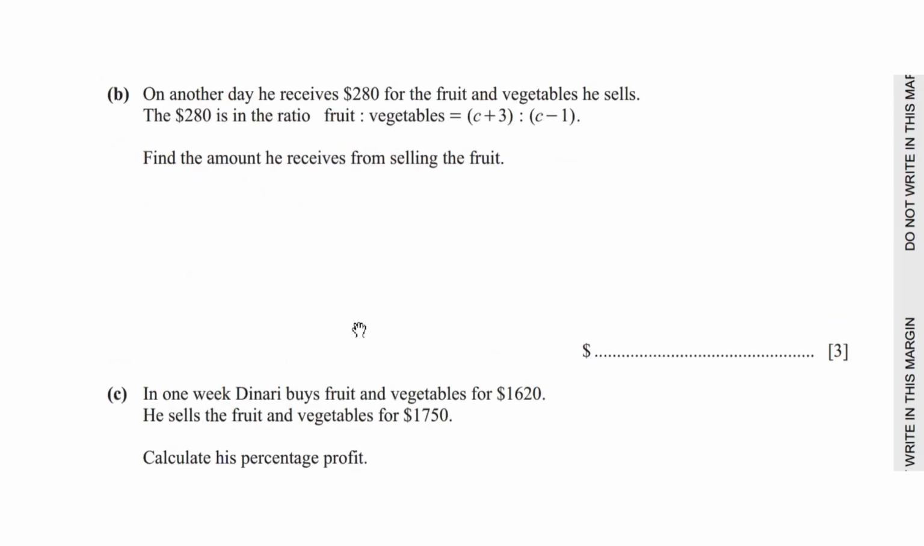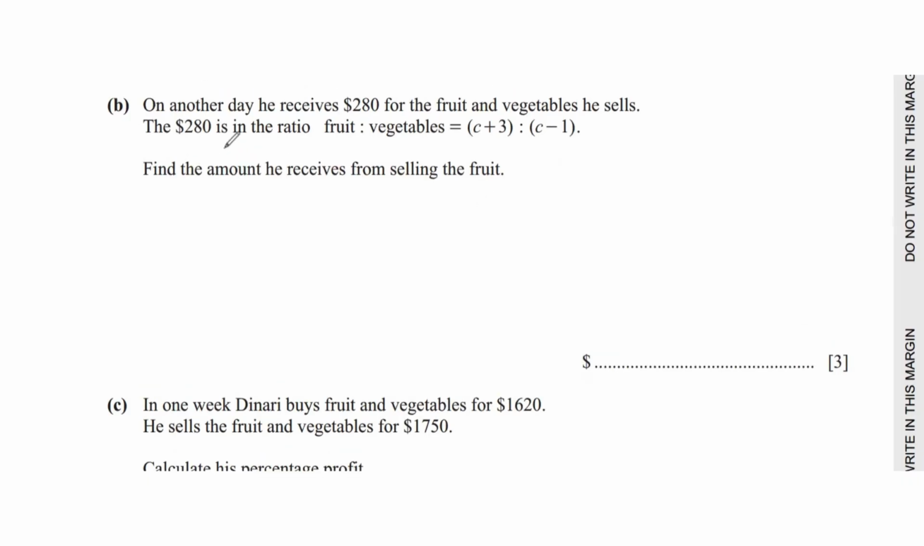On another day, he receives $280 for the fruit and vegetables he sells. The $280 is in the ratio of fruit to vegetables equals C plus 3 is to C minus 1. Find the amount he receives from selling the fruit. So $280 is what he receives for selling the fruit and vegetables, and the fruit and vegetables are in the ratio of C plus 3 is to C minus 1.